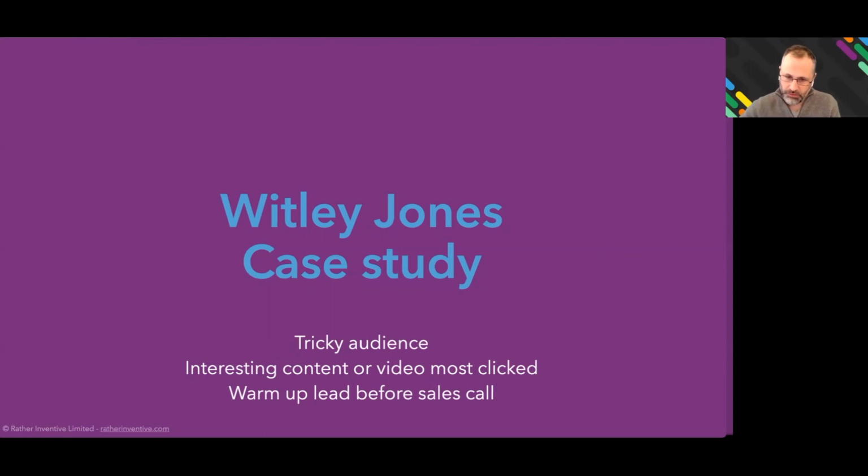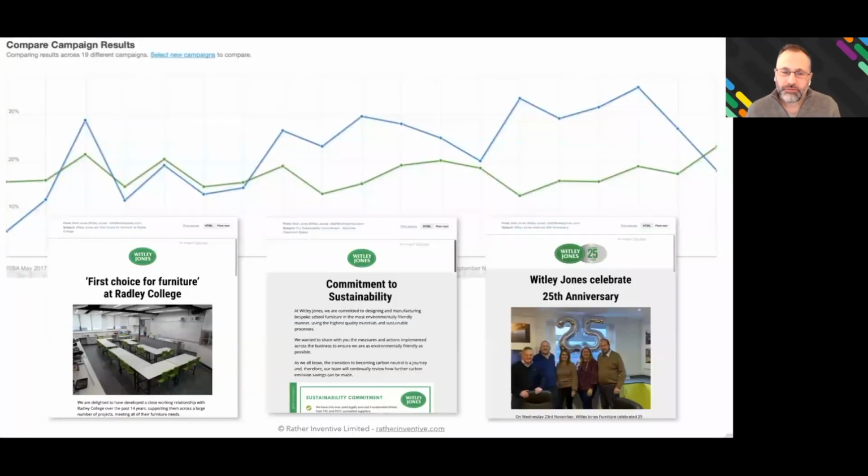So a couple of issues here. They had a tricky audience, and we've got a regular newsletter where we need to keep them engaged. And also we wanted to keep the leads warm, or engaged, until they had a chance to talk to them. So here's the first section, just like with Selmac, a graph showing the results from the email campaigns over a period of time.